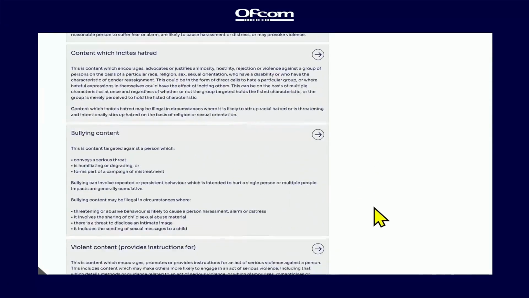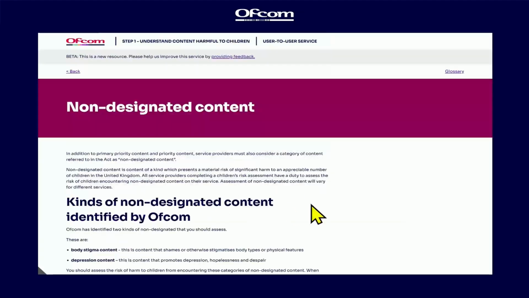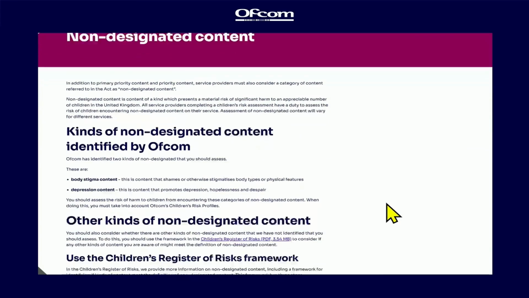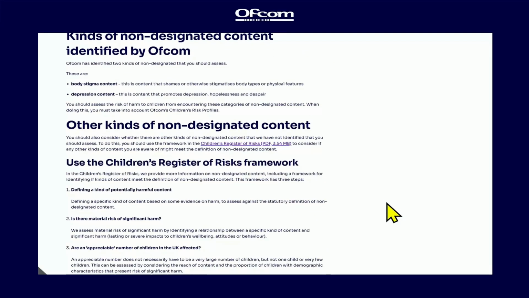Finally, you've got to make an assessment of non-designated content for your children's risk assessment. Ofcom has to identify types of content that we believe meet the definition for non-designated content. These are depression content and body stigma content. We recommend that you consider our types and also identify any other kinds that are relevant to your service for assessment. You can use the framework from the Children's Register of Risks to consider if a kind of content might be non-designated content, and if so, you can assess the risks to children from that kind of content.